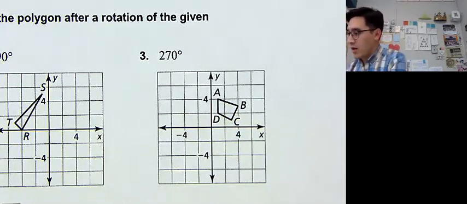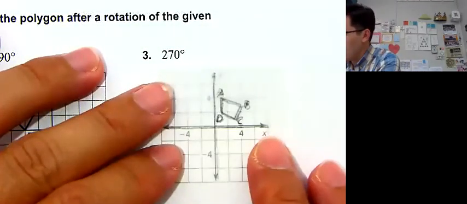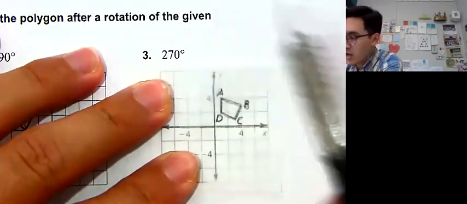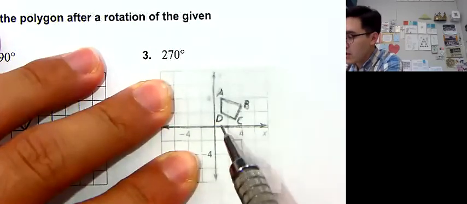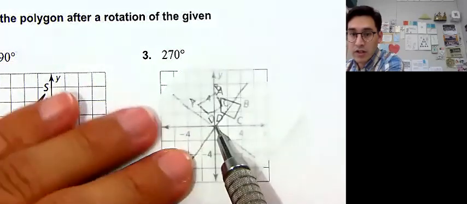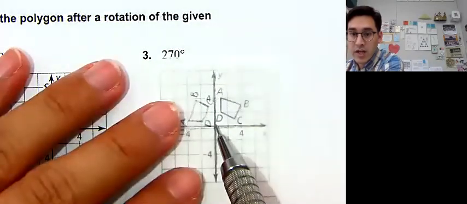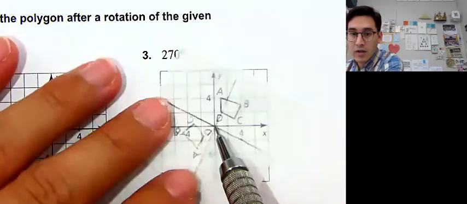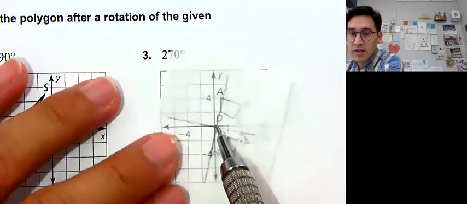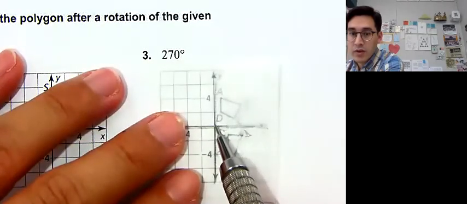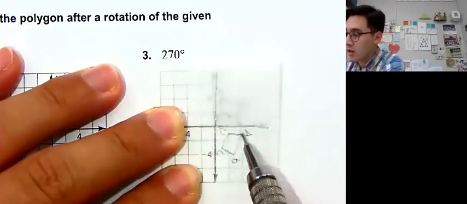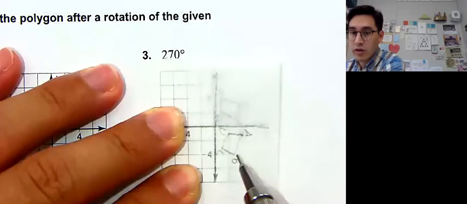Next problem is a quadrilateral, A, B, C, D, and we're going to do 270 degrees. That's going to be three quarter turns. That's my first quarter turn, a 90-degree rotation. There's another quarter turn, that's a 180-degree rotation. And here is my last quarter turn, just lining everything up again. So that's a 270-degree rotation. Now the quadrilateral is over here in quadrant number 4.